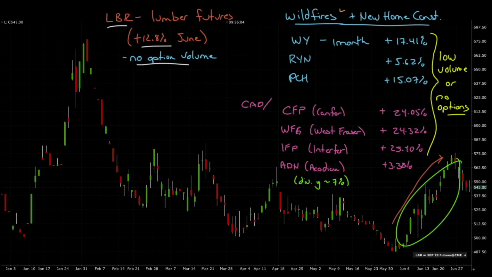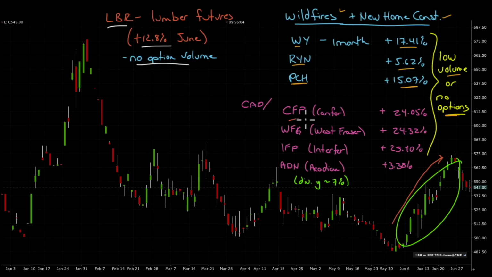Wildfires and new home construction. So looking at U.S. companies, Weyerhaeuser, Ryanair, and PotlatchDeltic, I think I'm saying that right. 1 month returns 17%, 5.62, 15%. All of these, by the way, have either low volume options or no options. So they're not that exciting because you basically just have to play the stock itself or the futures itself. No real ability here for options.